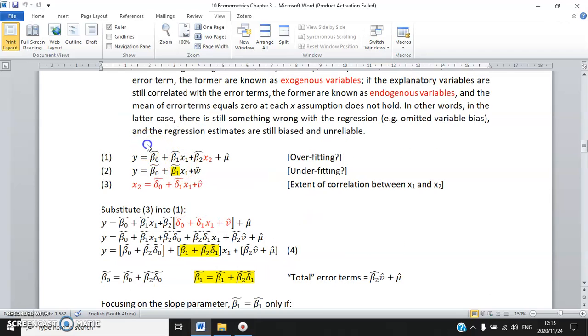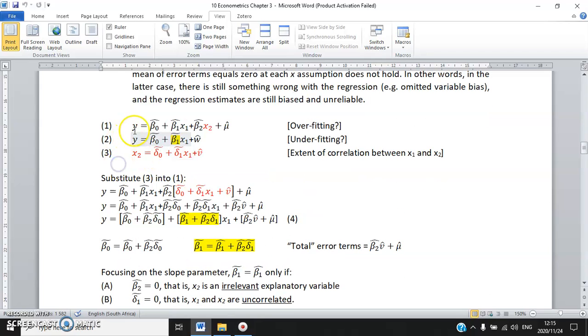Okay, now we have to look at these three equations. This is the first one. I run it as a multivariate regression or multiple linear regression, Y as a function of x1 and x2. Then you have the parameters b1 hat and b2 hat. And then U stands for residuals, U hat.